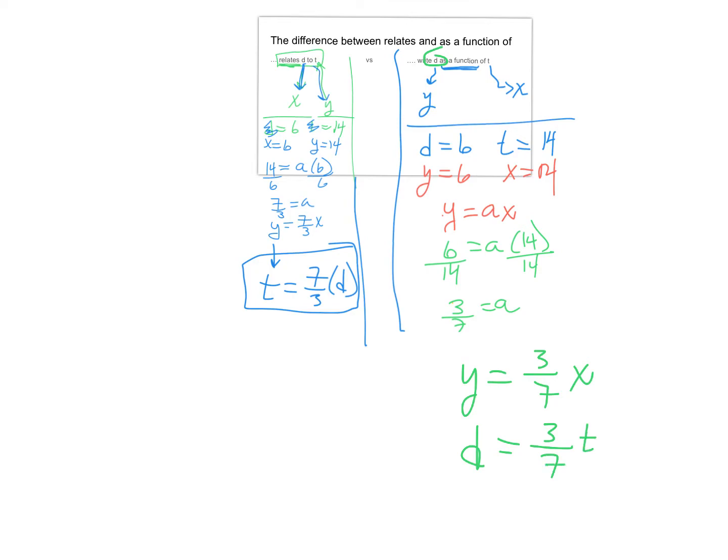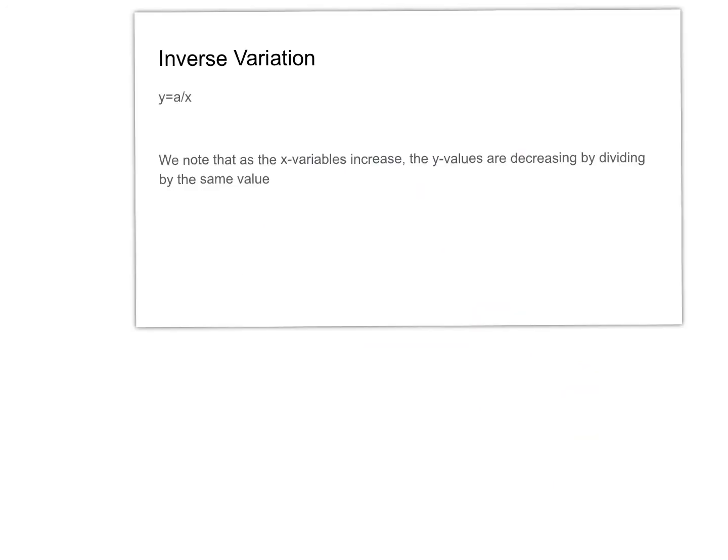So again, be careful. If you don't see the phrase "as a function of," then you're going to use the first setup. If you see "as a function of," then you're going to use this setup. So again, just be very, very careful with this.